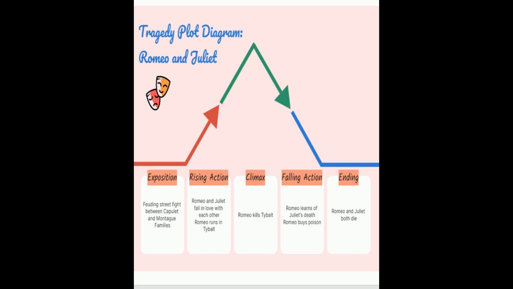Romeo kills Tybalt. Romeo learns of Juliet's death. Romeo buys poison and poisons himself. Romeo and Juliet both die. Okay, so in essence, this is a plot diagram. And once you understand the plot diagram, then you are able to understand why the story is so important.